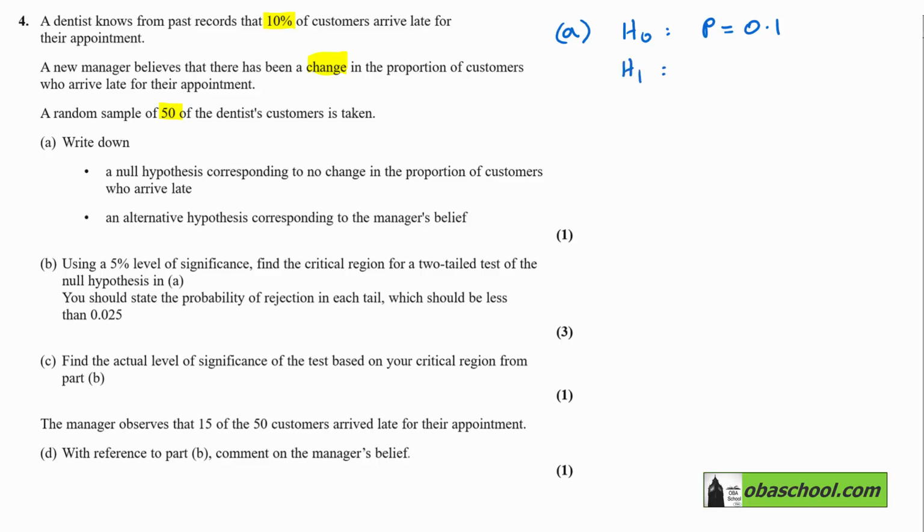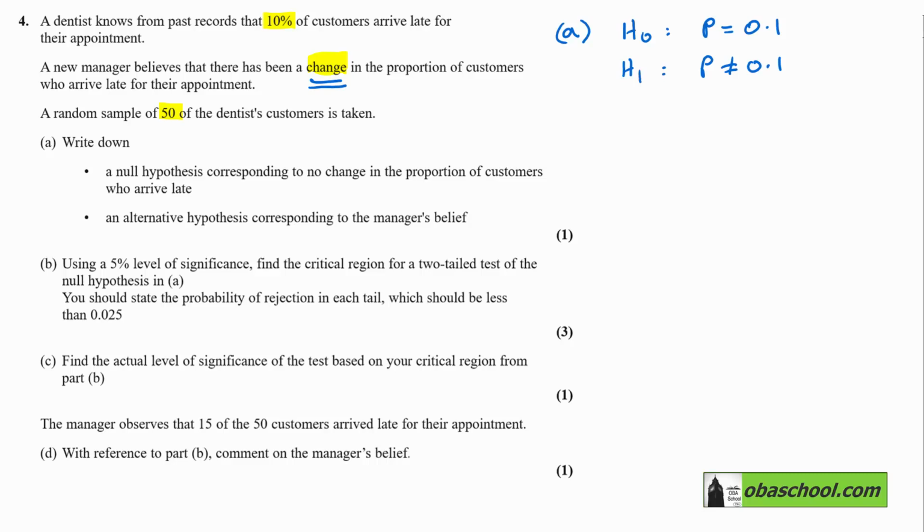The alternative is just going to be P is not 0.1. It's just that there's been a change. It doesn't say increased or decreased. And so that will be the appropriate alternative hypothesis.